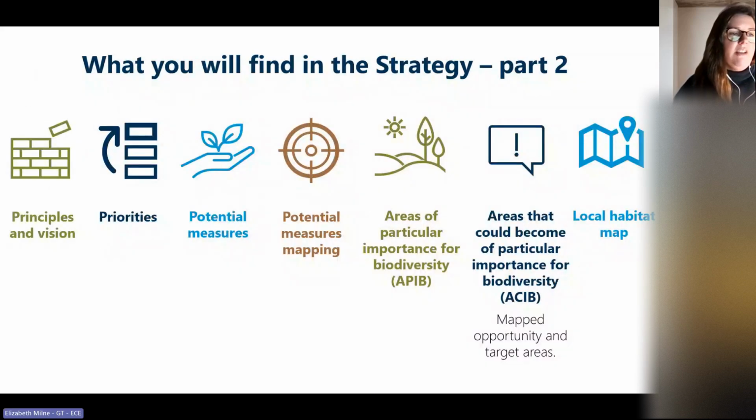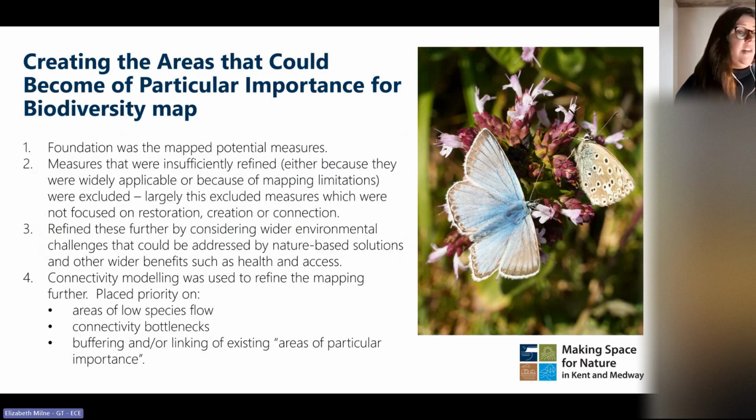The next map was the areas that could become of particular importance for biodiversity, and essentially these were our opportunity and target areas for nature recovery. So the foundation of these areas was the mapped potential measures. So this is where we separate out our really extensive mapped measures and only used measures that were sufficiently refined to prepare the map. So anything that was not refined was excluded, and largely this related to measures that were not focused on restoration, creation or connection. And our understanding is this is where most of the targeted actions would fall anyway. So we don't feel that we've excluded anything unnecessarily. So that gave us a new layer.